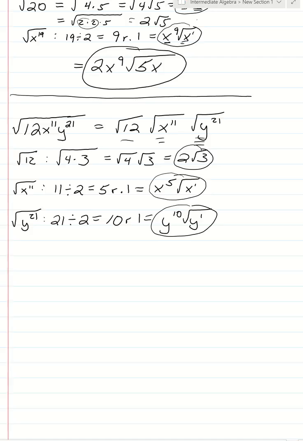Once again, to come up with your final answer, you're going to take the 2, the x to the 5th, and the y to the 10th, and we're going to bring them all together. So we have 2 x to the 5th, y to the 10th, outside, and anything that's still hanging out under the radical we will also bring together, giving us now the square root of 3xy. That is your simplified answer to that particular problem.